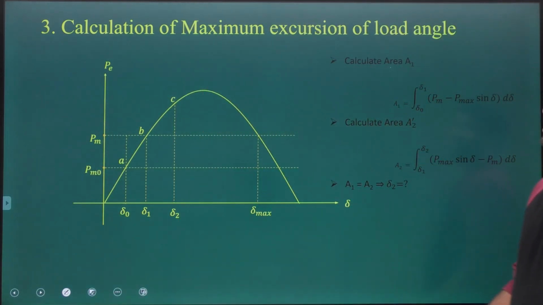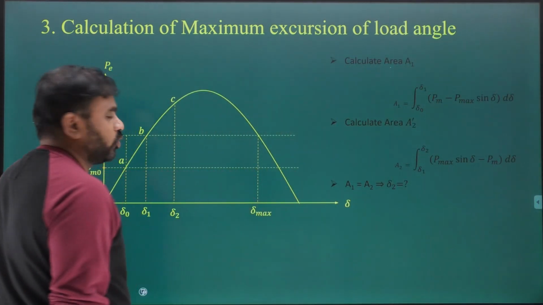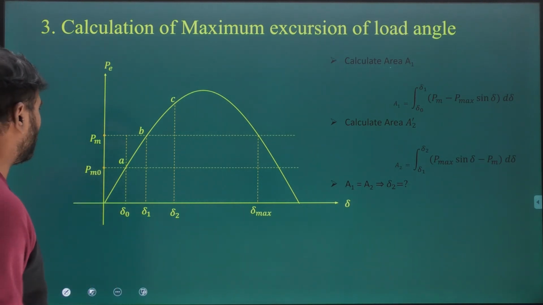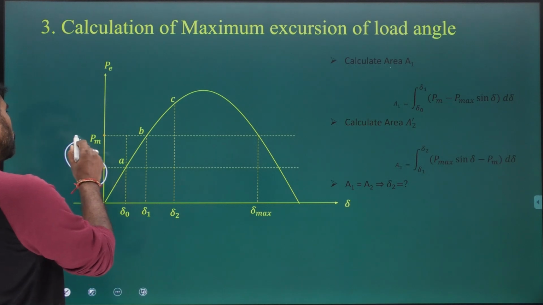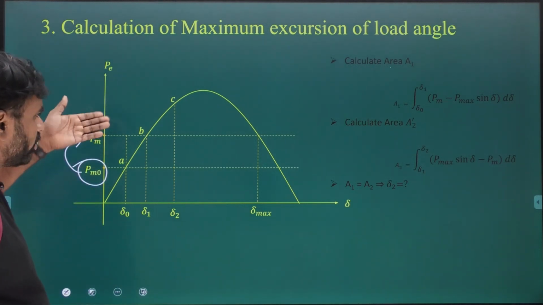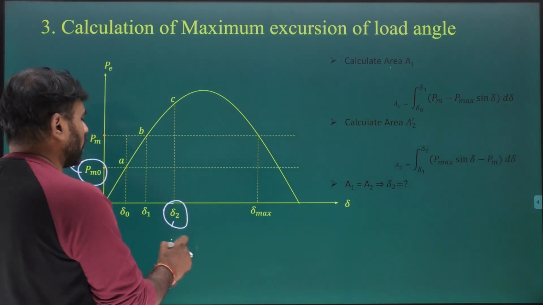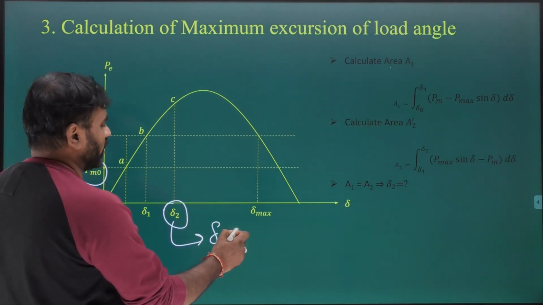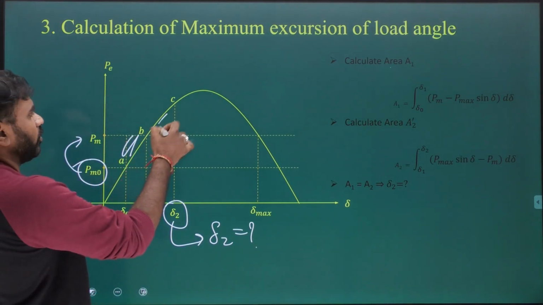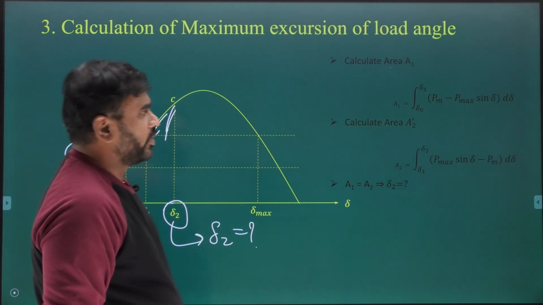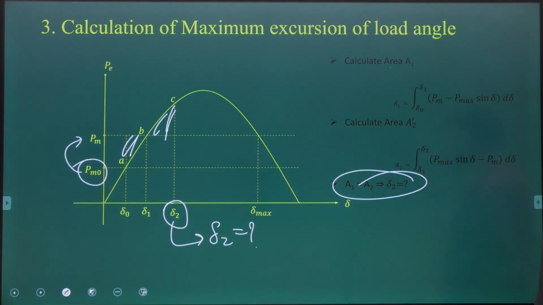And calculation of maximum excursion of load angle. To calculate the maximum excursion of load angle for a given load change, the question will be given like this: initial load is 10 megawatt, and now the load is increased by 30 megawatt. That means the new load becomes 40 megawatt. Then the question asks for the maximum rotor angle achieved by the rotor, the maximum excursion of rotor angle. To calculate that, again you need to equate area A1 and area A2. After equating, calculate delta 2. That is the final answer.